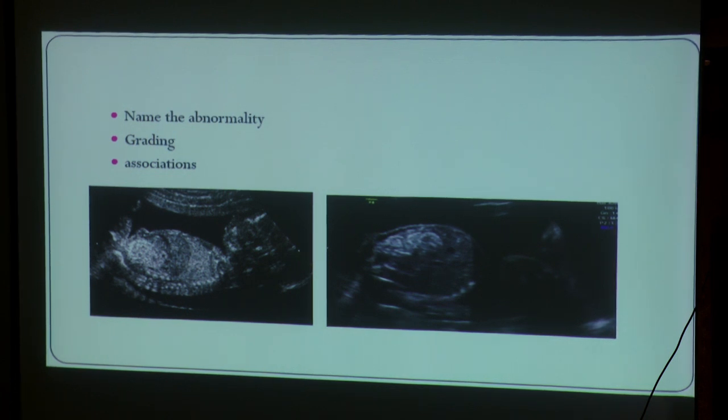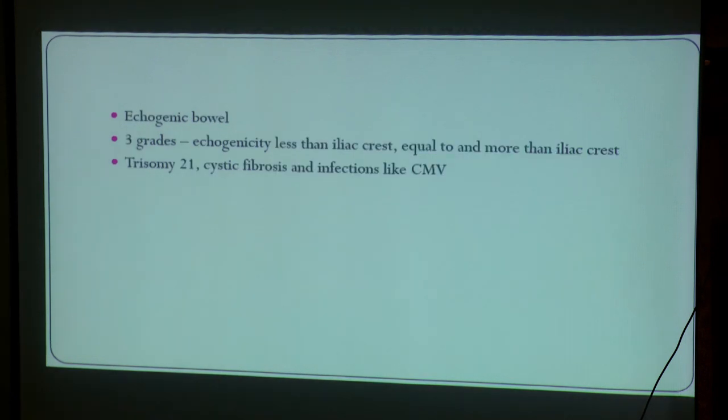And what is the abnormality, what is the grading, and what are all the association? Here the abnormalities, we have echogenic bowel. Always echogenicity should be compared with the adjacent iliac crest, and its grading is also according to it. Echogenicity less than iliac crest, equal to or more than iliac crest. There are 3 grades. Common association of echogenic bowel will be trisomies, cystic fibrosis, and infections like CMV.